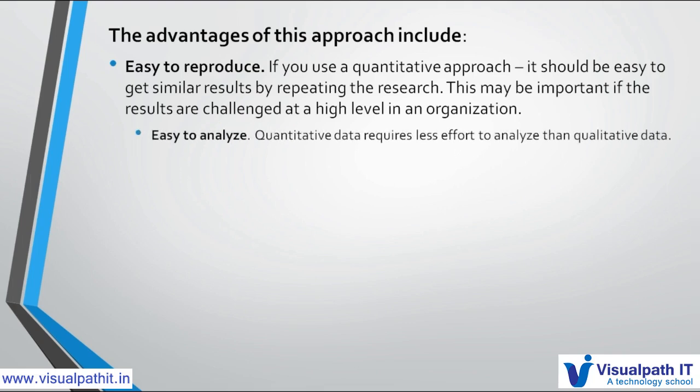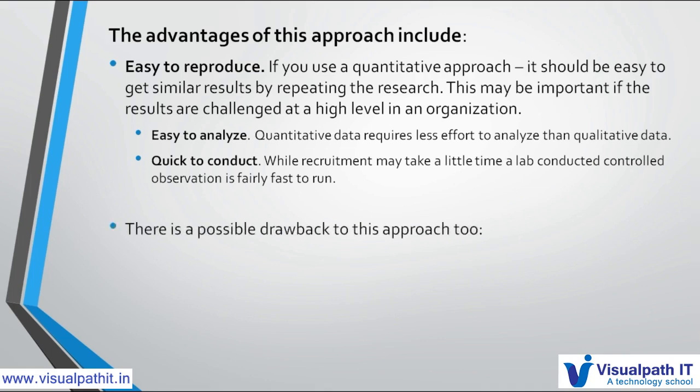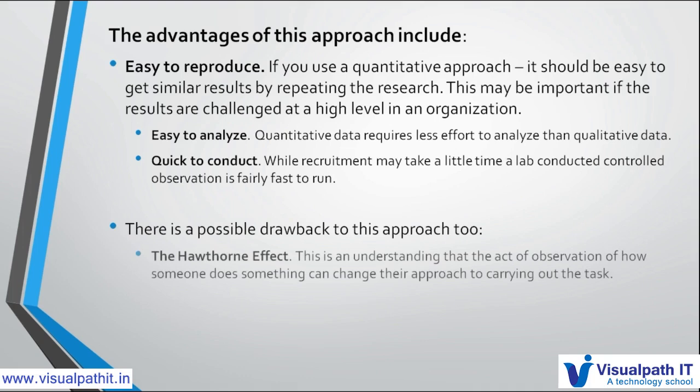Easy to analyze. Quantitative data requires less effort to analyze than qualitative data. Quick to conduct. While recruitment may take a little time, a lab-conducted controlled observation is fairly fast to run. There is a possible drawback to this approach too. It is the Hawthorne effect.